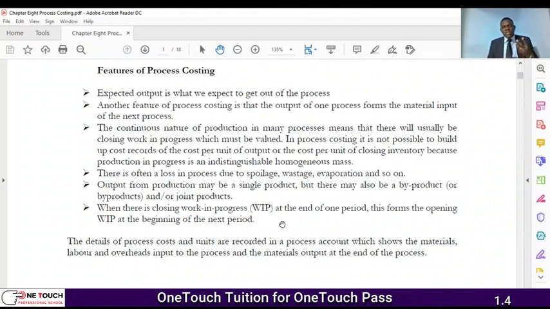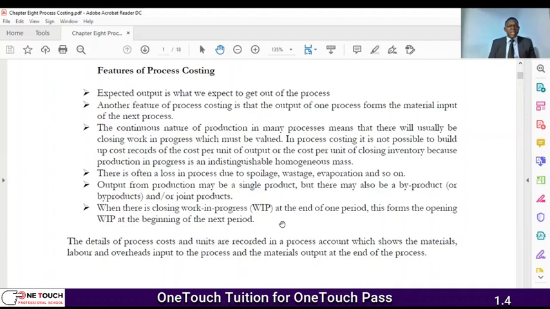Good. When there's closing work in progress at the end of one period, this forms the opening work in progress at the beginning of the next period. Great, because the process is continuous, if a particular mass production has not been completed, in the ensuing year that becomes the opening work in progress, which will be finished before any new introduction into the process.